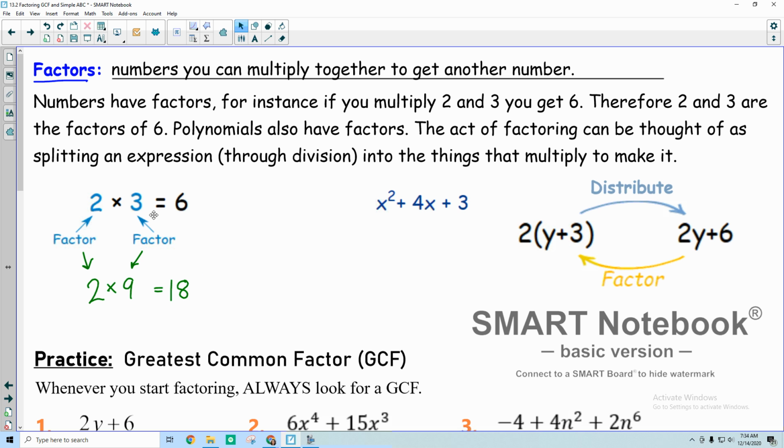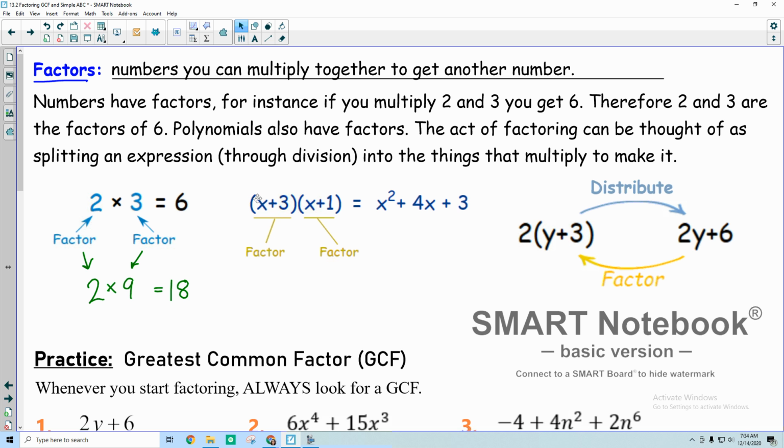So check this out. It's going to be a little weird, but something as crazy as this is really just a number, okay? Because if I took numbers and plugged them in for x, like let's say I plugged in the number 1, right? 1 squared plus 4 times 1 plus 3, well, I could simplify that and I'm going to end up with one number, okay? So even though this has x's in it, okay, this is representing a number. It's really weird. This is representing just one number. So that means this has factors, okay?